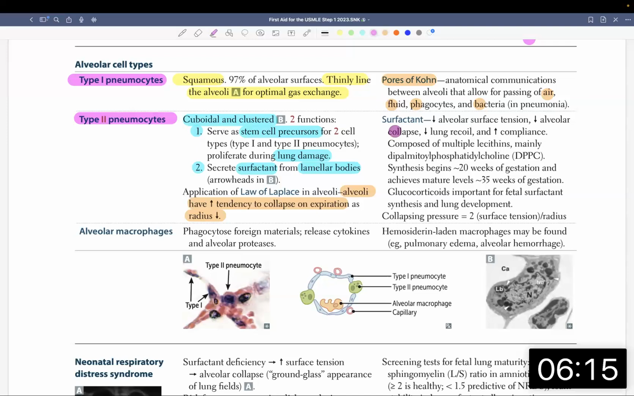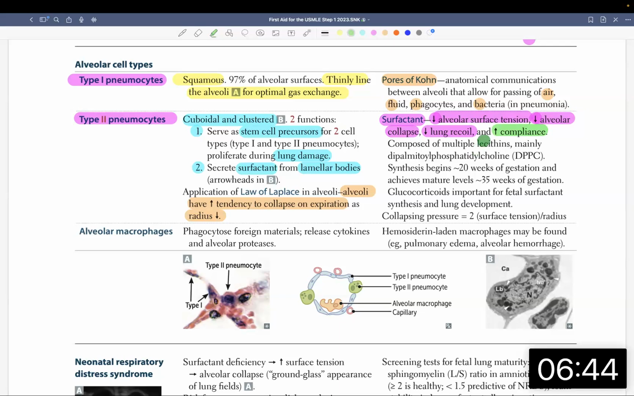Here we have important things: surfactant from type 2 pneumocytes. What does it do? It decreases alveolar surface tension, decreases alveolar collapse, and decreases lung recoil and increases compliance. So one more time, they decrease alveolar surface tension. By decreasing the surface tension, they decrease the alveolar collapse and decrease lung recoil. Thereby, they increase the compliance of the alveoli in the lung.